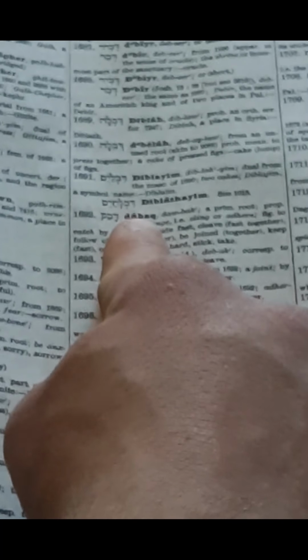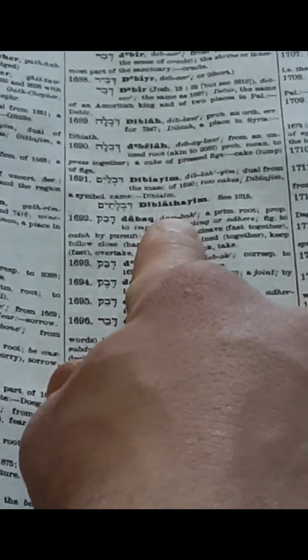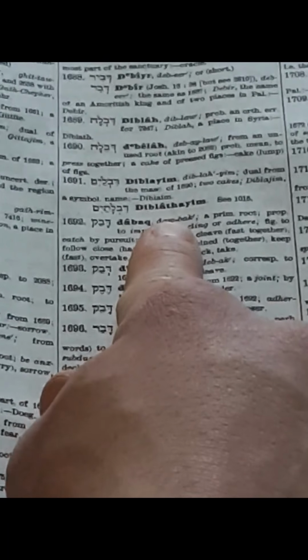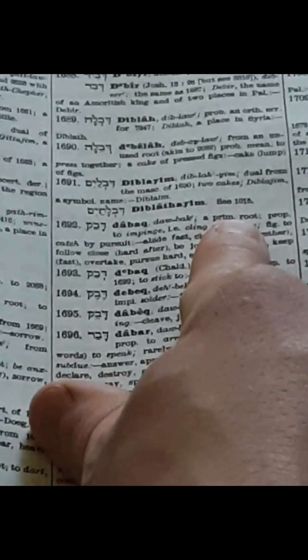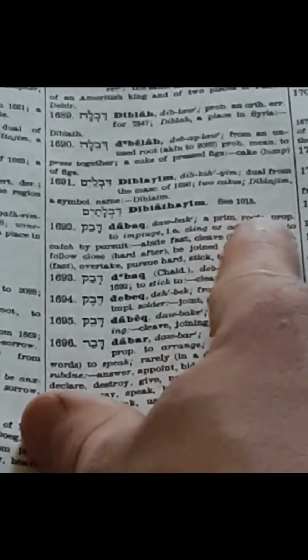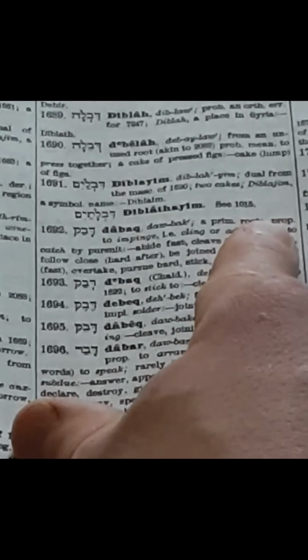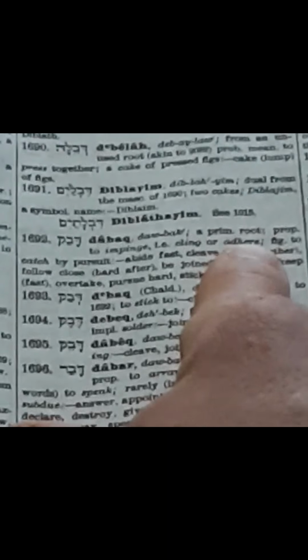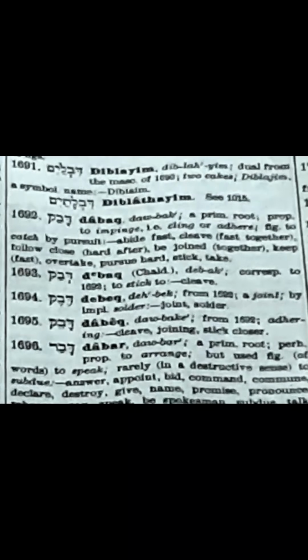1692. And then you've got the Hebrew spelling of the word, then the transliteration from the Hebrew spelling to the English spelling. And then you've got the pronunciation of the word, which is Dominik. Then it gives you a little history right here, a primitive root. And then we go into the definition. Properly to impinge, that is, to cling or adhere to, figuratively, to catch by pursuit. Then you've got this little colon and dash here, and then a bunch of words after that, alphabetized.